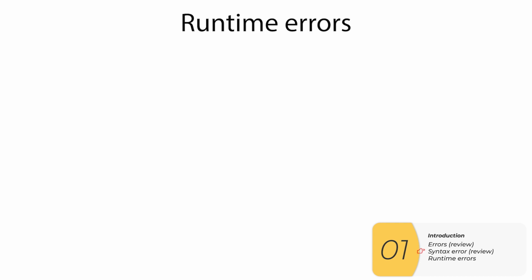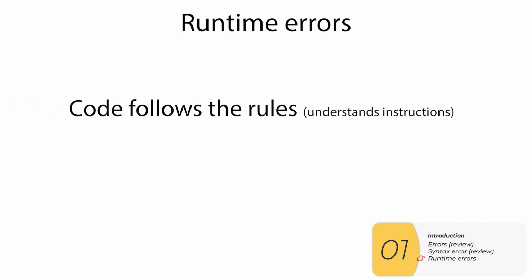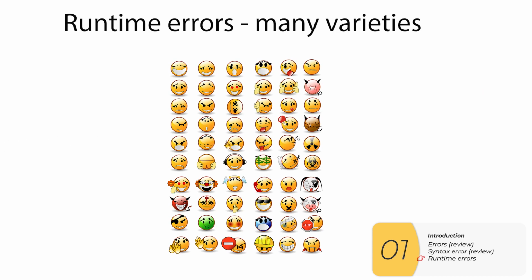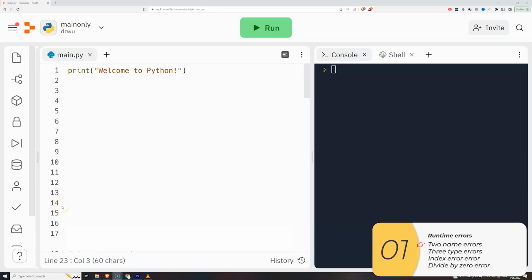A runtime error is when your code follows the rules of the language, so your coding language, or Python, understands what you're trying to do, but when it actually tries to do what you tell it to do, it crashes. So a runtime error starts, but then crashes. Runtime errors come in many different varieties, so remember that as we do these next exercises. Now let's get into runtime errors.